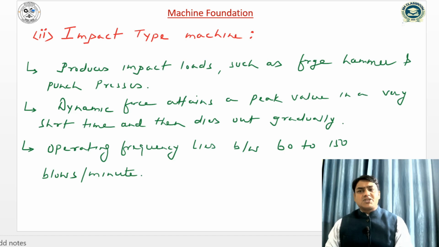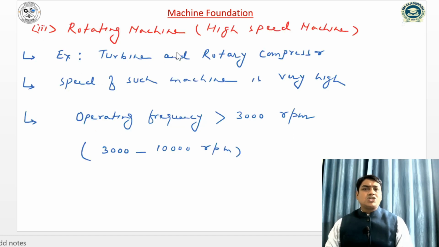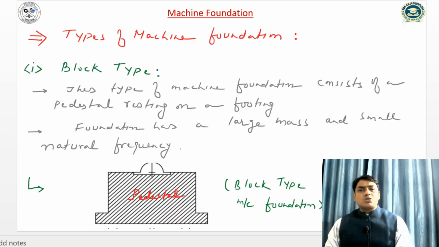And the third type of machine is the rotating machine or high speed machine, and such types of machine have operating frequencies greater than 3000 rpm, or generally we can say that the range is 3000 to 10000 rpm. The speed of such machines is very high, and the best examples of this rotating type of machine are the turbine and rotary compressor. After that I am going to discuss the different types of machine foundation.